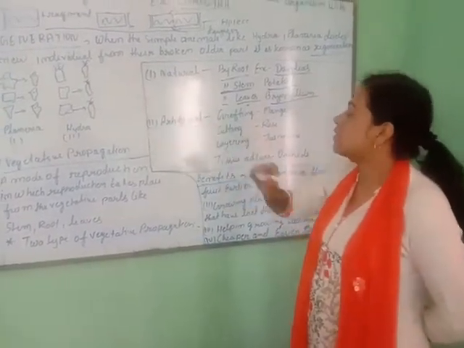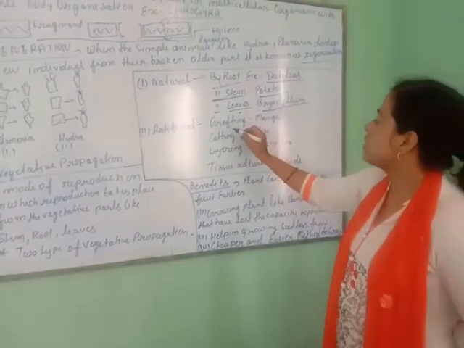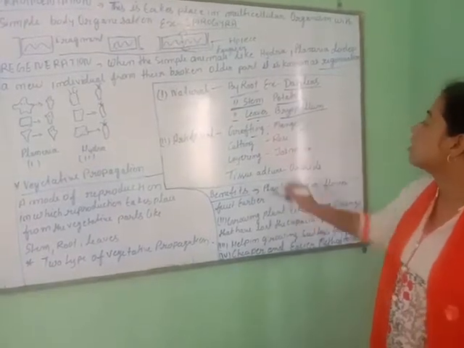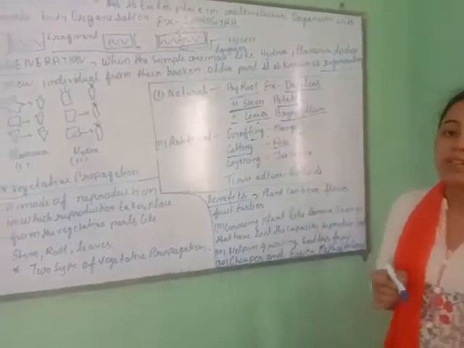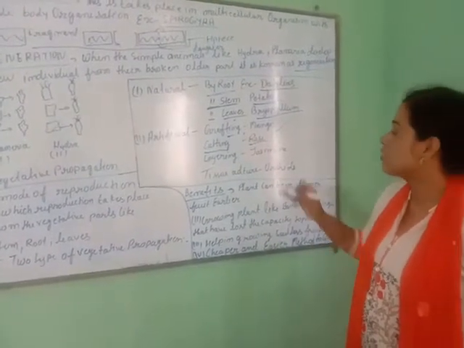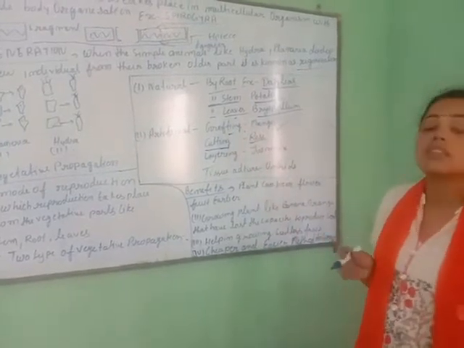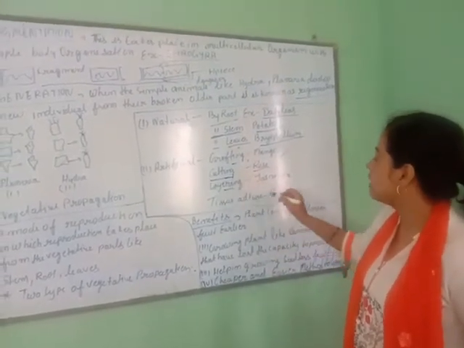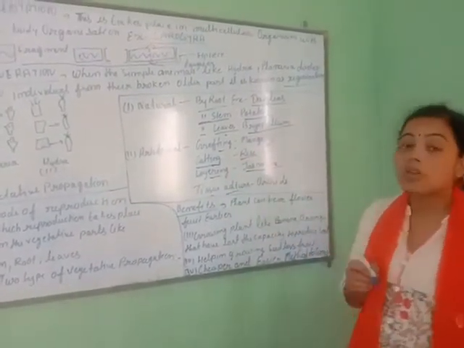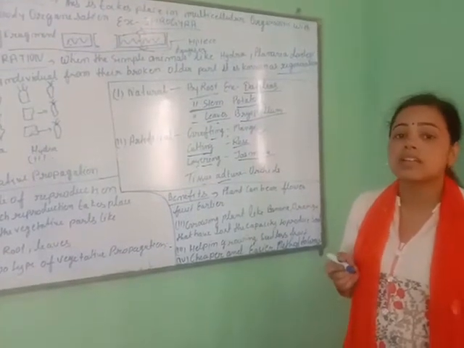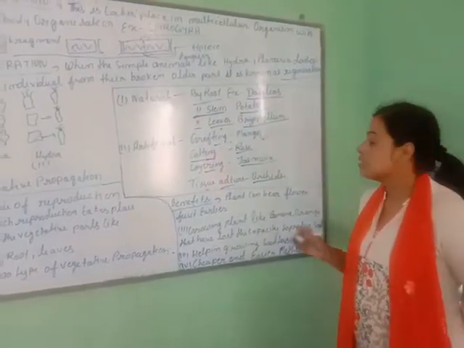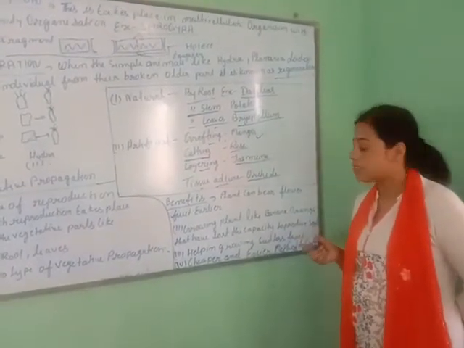In the second one, artificial propagation, there is grafting. In grafting, the example is mango. In cutting, rose. You can also do this at home. If you want to grow a new rose plant, you can use the cutting process. Layering, in jasmine. And tissue culture. We also talked about tissue culture in the last video. What happens in tissue culture? The orchid is a very important example, developed through tissue culture.